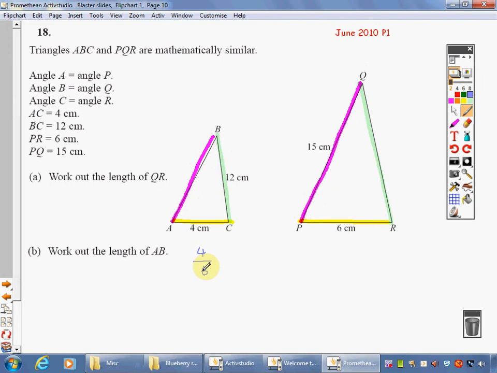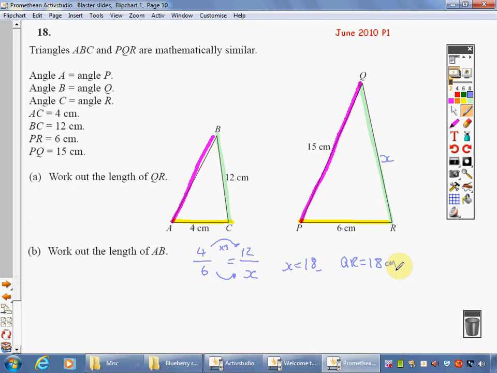Right, part A, work out the length of QR. QR, there's this one here, I've got length x. So, 4 over 6, little over big, has got to be equal to 12 over x. Nice and easy. 4 times 3 is 12, 6 times 3 is 18. So x will be equal to 18. I just really ought to write that QR will also be equal to 18 centimetres.